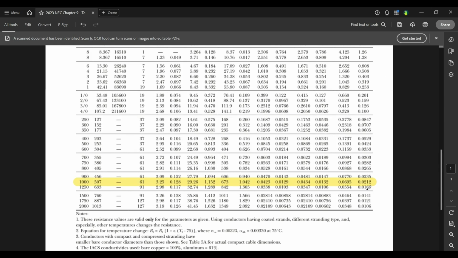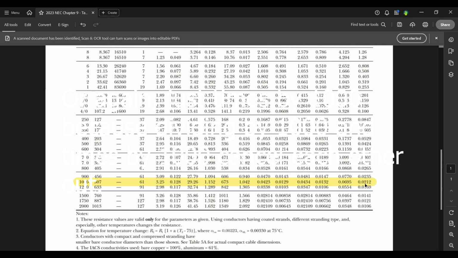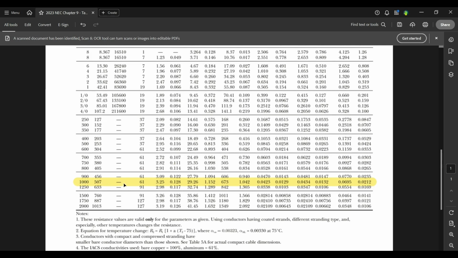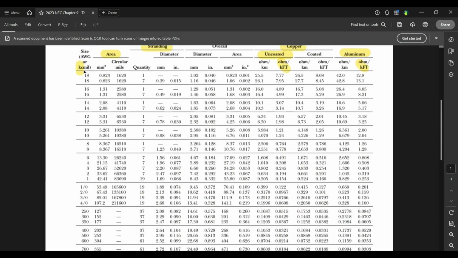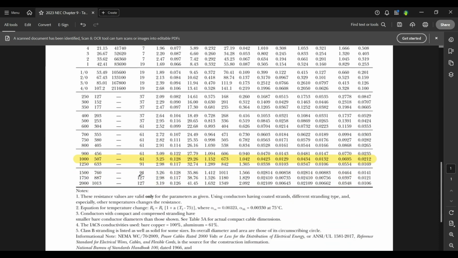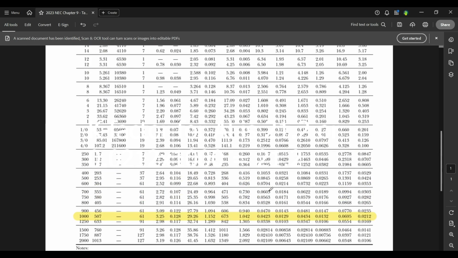factor for copper. And if you did the same for aluminum, you would do 0.0212 divided by 1,000 times 1,000 kcmil times 1,000 cm, and then times another 1,000 because it is kcmil. So that would also give you the number, or the K factor, that we use in our voltage drop formula of 21.2 for our aluminum.